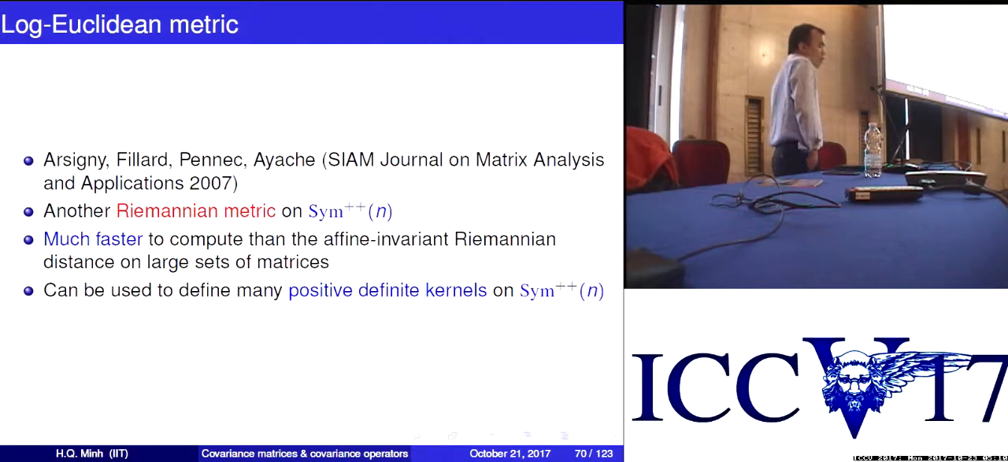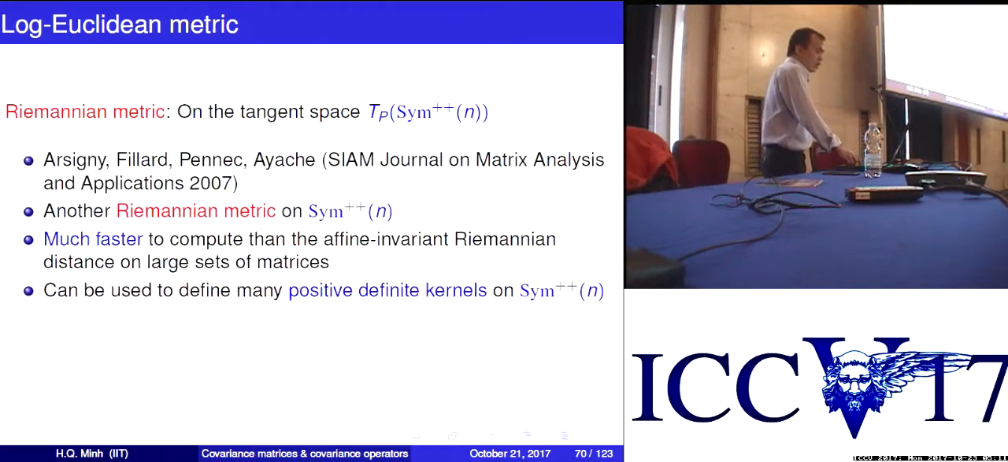This was formally defined in 2007, with some earlier work as well by the same group, Arsigny, Fillard, Pennec, and Ayache. They treat it as a Riemannian metric on the set of SPD matrices, and so it's much faster to compute than the affine invariant distance on large sets of matrices. One nice property in terms of machine learning is that it can be used to define many positive definite kernels on SPD matrices. So that is another desirable property.